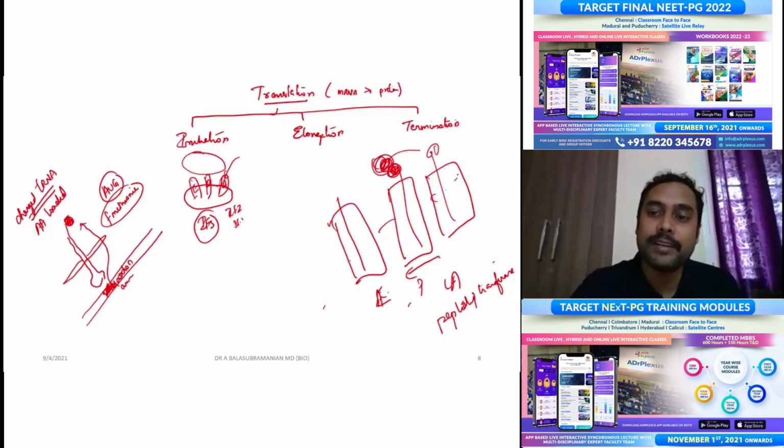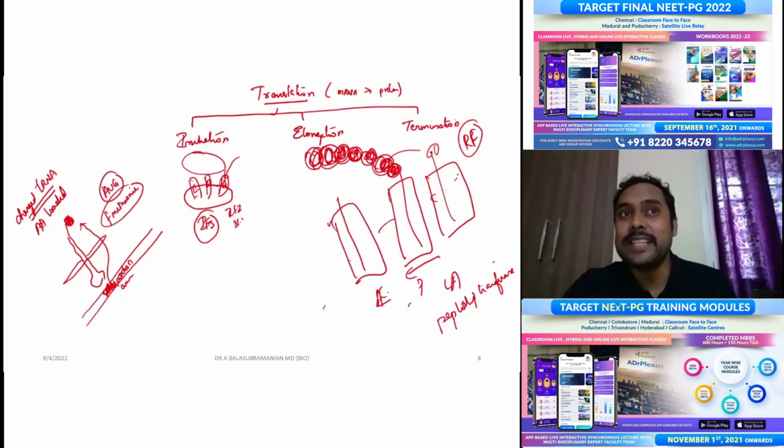When subsequently you have reached a lot of peptides, supposedly your target is 7 or 8 peptides, you have reached everything. There is one factor called release factor. This release factor will come and put a nick, and this protein will go out. This is the process of translation.